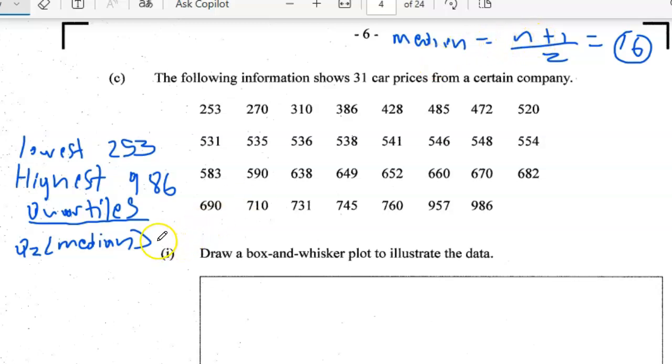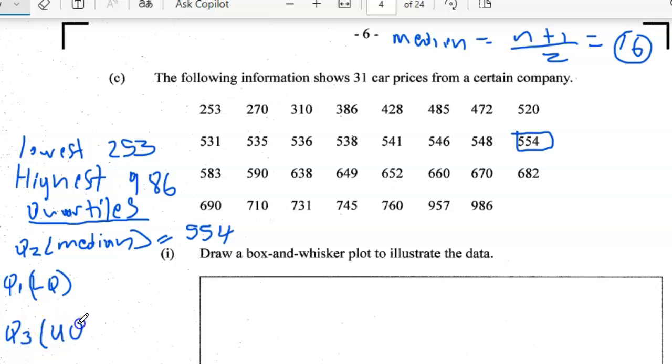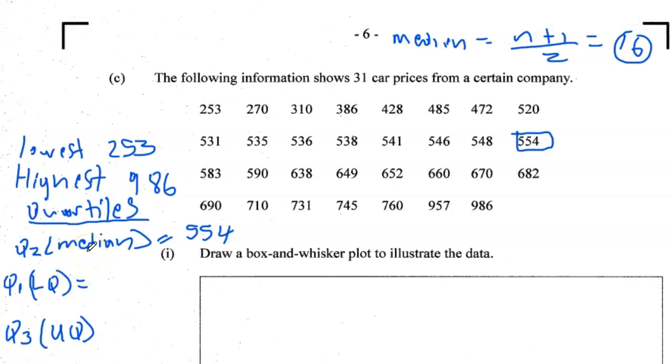Counting: 1, 2, 3, 4, 5, 6, 7, 8, 9, 10, 11, 12, 13, 14, 15, 16. So the median, or Q2, is 554. We also need the lower quartile, Q1, abbreviated LQ, and the upper quartile, Q3, abbreviated UQ.